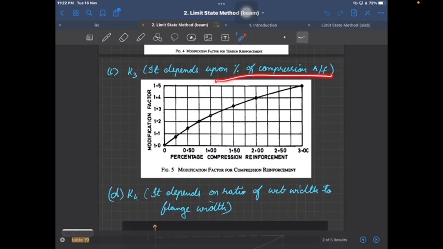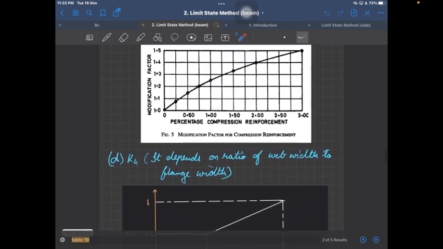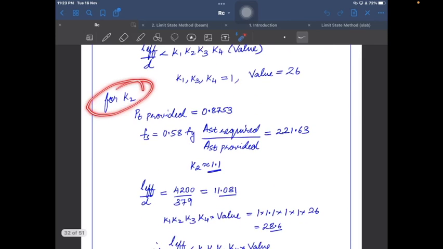K3 depends on compression reinforcement. Our compression reinforcement is 0, so we give K3 as 1. And K4 depends on the web width to flange width, which is 1 because our section is rectangular, not flanged. So K4 is 1. So basically we have K1, K3, K4 as 1. Value is 26. And for calculating K2, we take PT provided at the middle span.